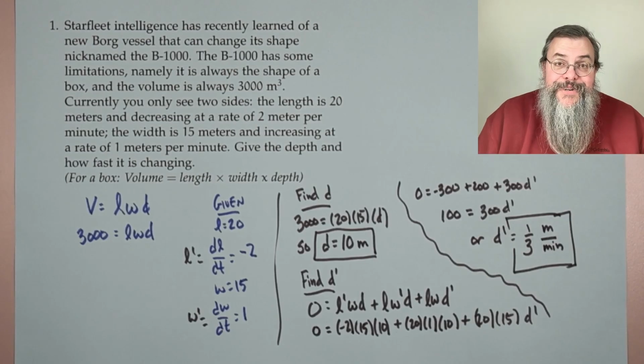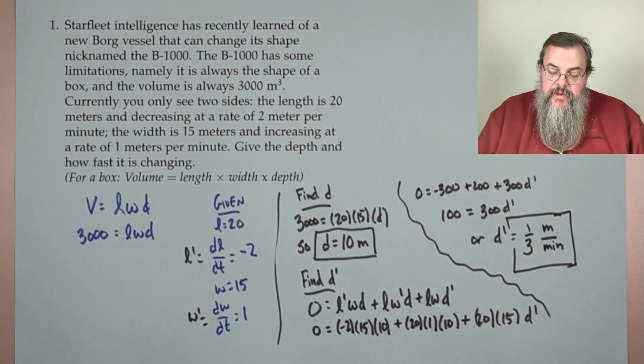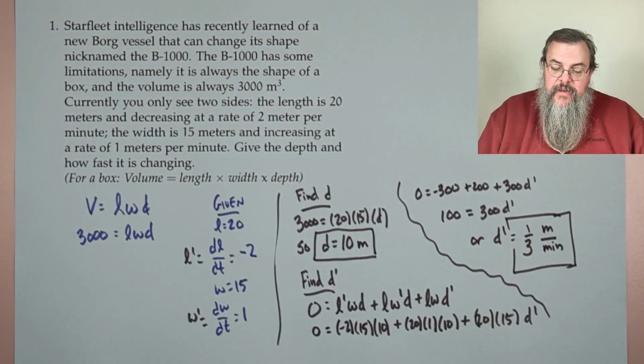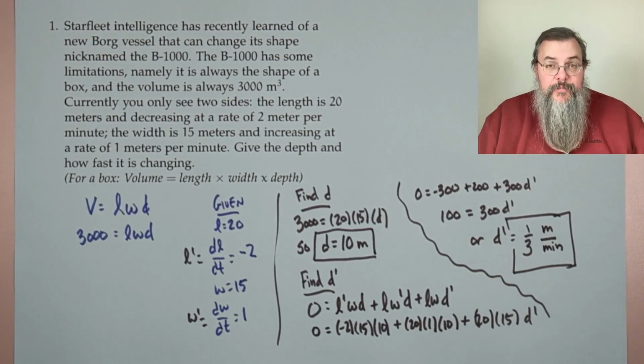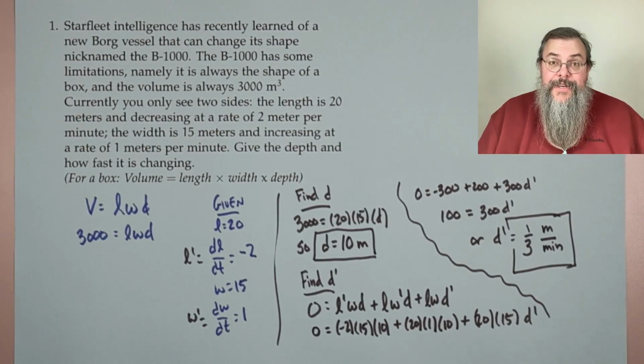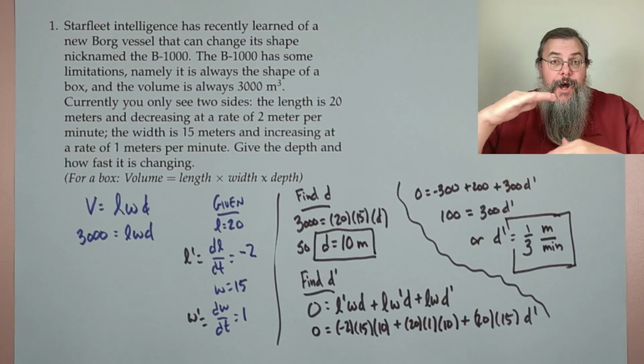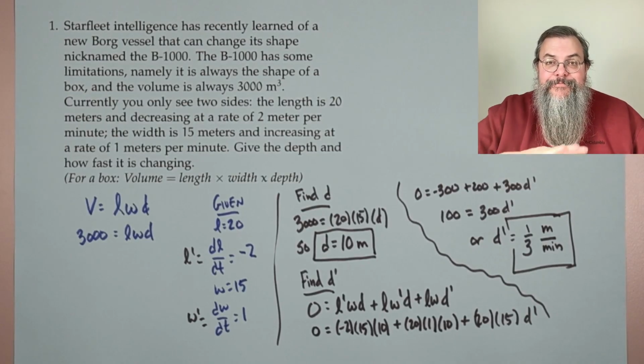And there we go. All right, so the missing dimension, the depth, is 10 meters. The rate at which it's changing, 1/3 meters per minute. Great. Wow. All right.